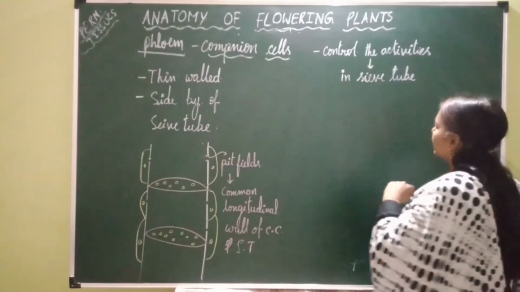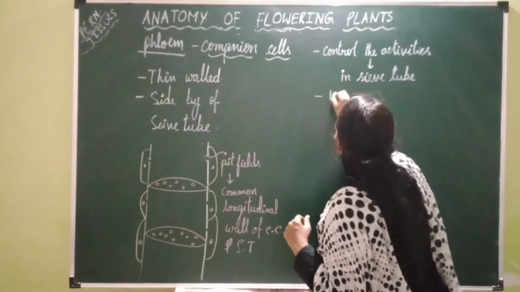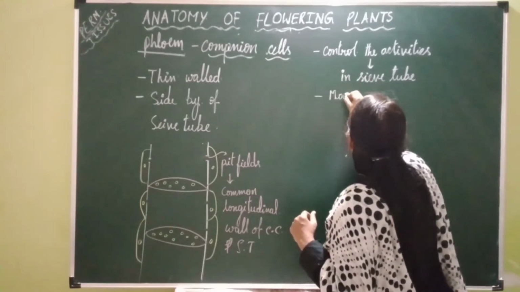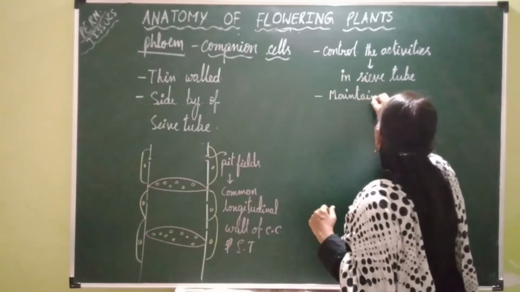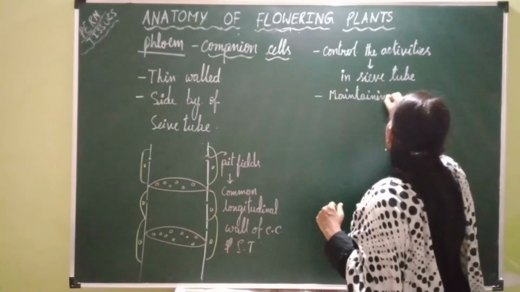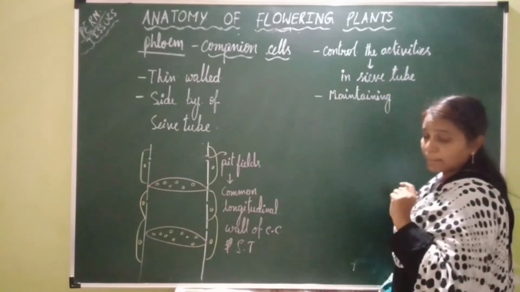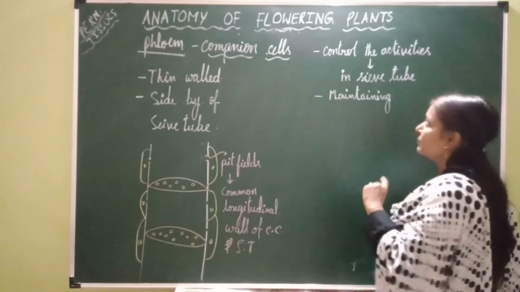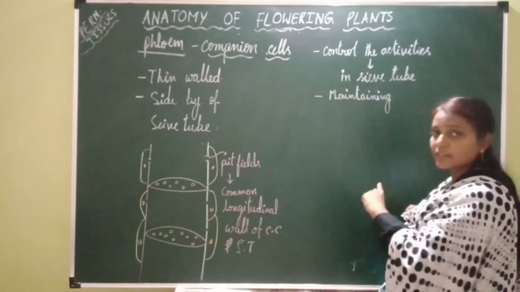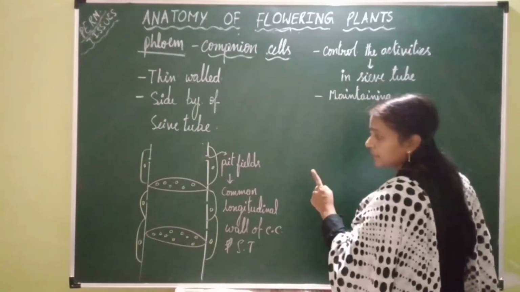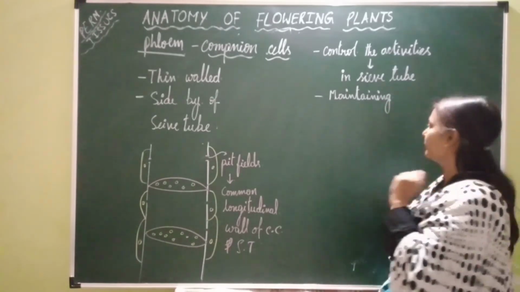So how do they control it? By maintaining the pressure gradient which is developed inside the sieve tube. By maintaining this pressure gradient during the transport of food materials, these companion cells are involved in controlling the activities inside the sieve tube.